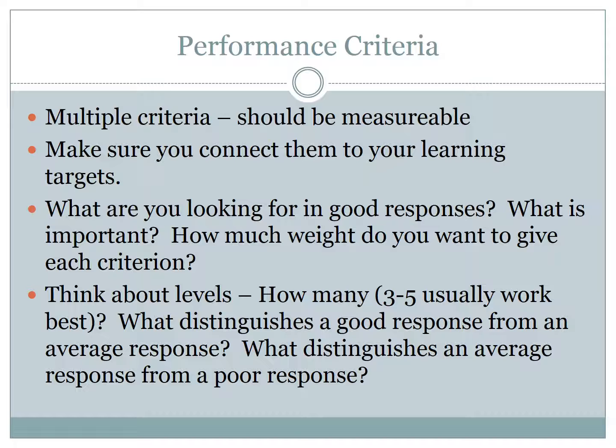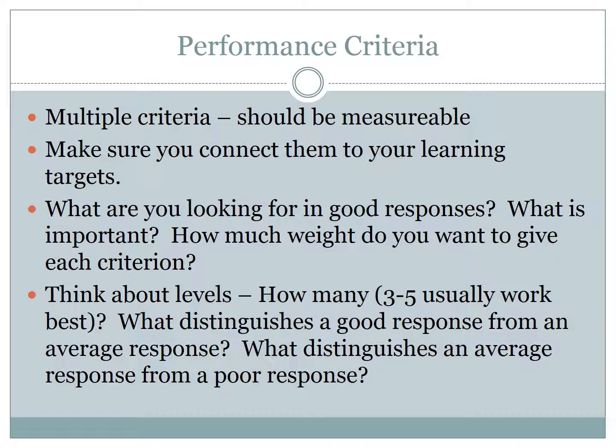But you also want to think about how much weight you want to give to each criterion. So you could say, I really want my students to know the mechanics, spelling and grammar, and you could weight that twice. Give that twice the point value of any of the other rows on the rubric. That's your decision. And finally, think about the levels. These are the columns. How many levels do you want? Do you want developing, proficient, and above? Usually 3 to 5 work best.